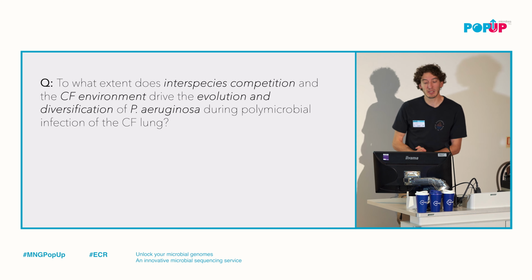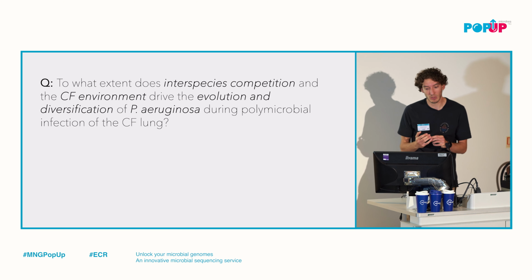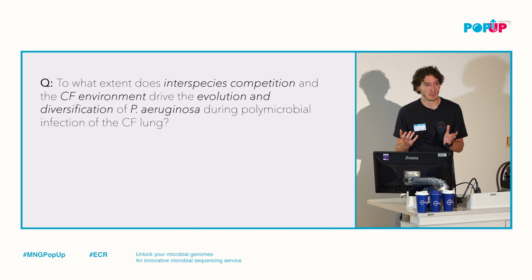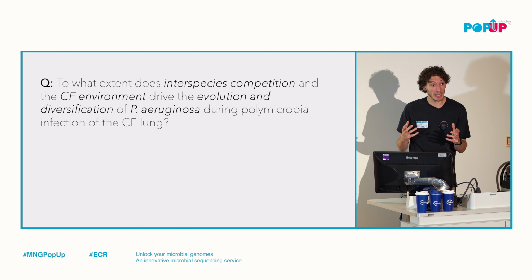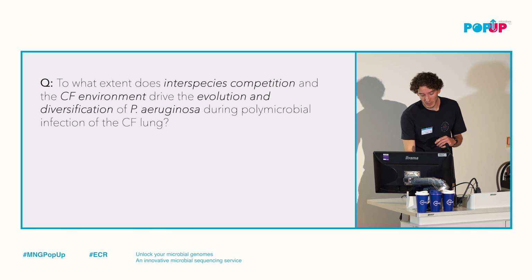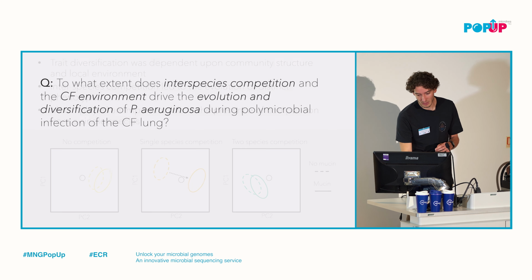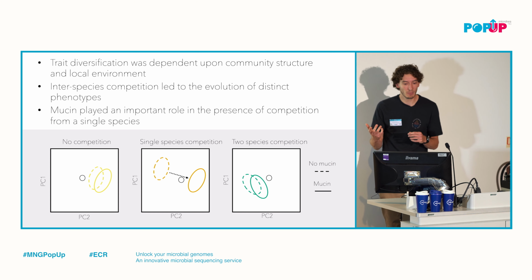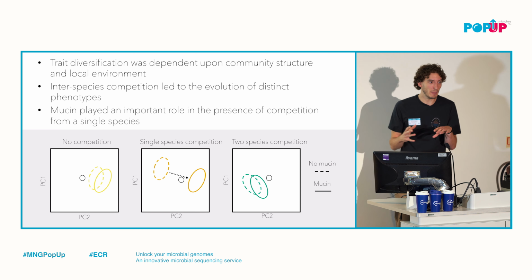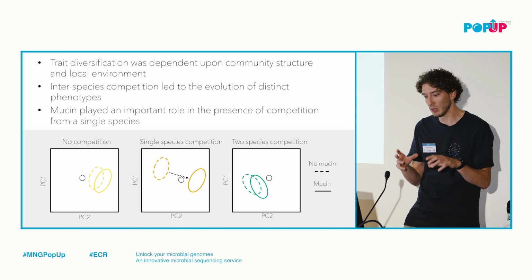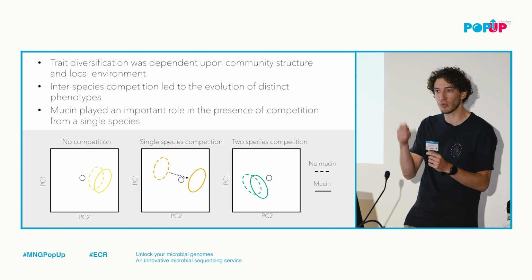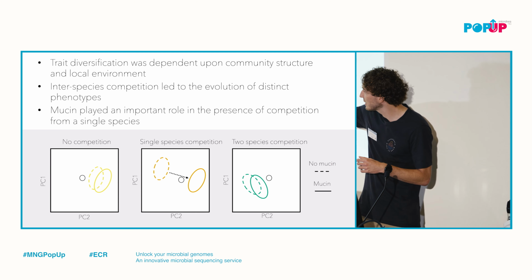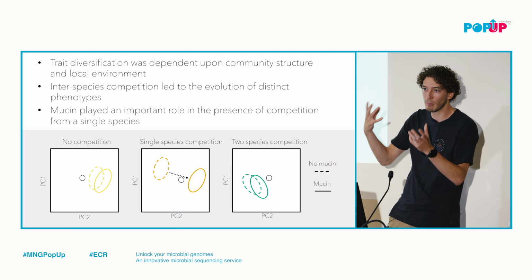So back to the original question: to what extent does interspecies competition and the CF environment, the presence of mucins, drive the evolution and diversification of Pseudomonas aeruginosa during polymicrobial infections? So we show that the diversification as a whole isn't really affected, but it is affected in individual traits. But the interspecies competition led to the evolution of a distinct phenotypic trajectory, only in the absence of mucin. But in the presence of mucin, it played a critical role interacting with the presence of competitors, which meant that when you had a multi-species environment, the phenotypes were driven to a more competitive phenotype.